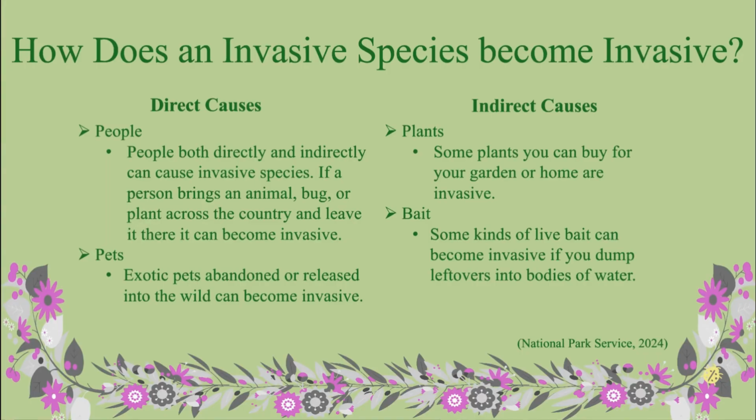Well, how does an invasive species become invasive? There are some direct causes, like people. While people can both directly and indirectly cause invasive species, if a person brings an animal or a bug or a plant across the country or from one country to another and leaves it there, it could become invasive. Some people do this for benefits. They think it's helping the ecosystem that they're bringing it to. But there are many, many issues with bringing a new animal or a new plant to a new location.